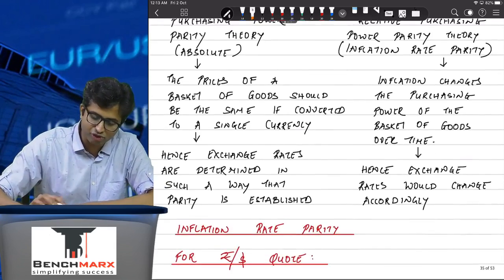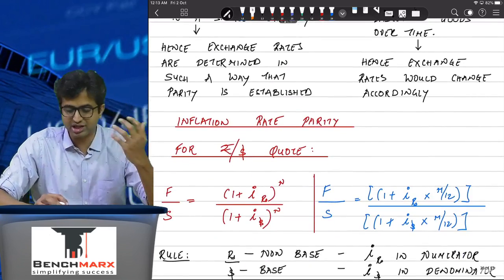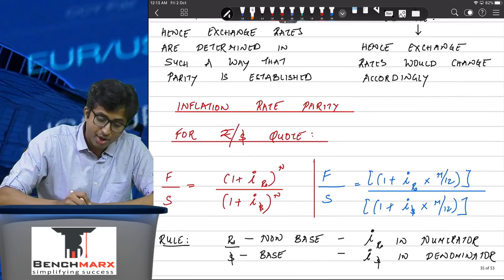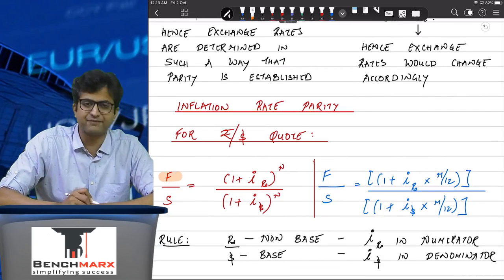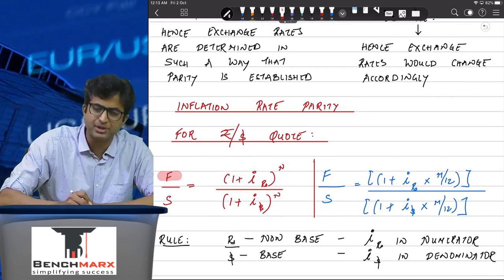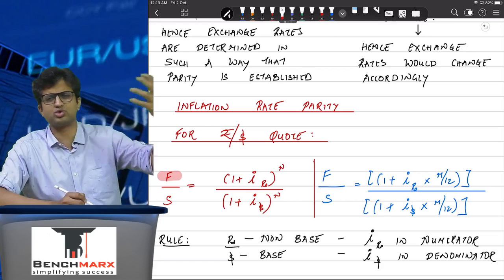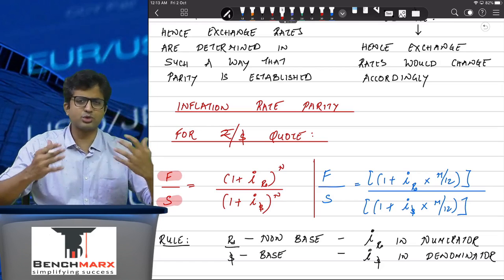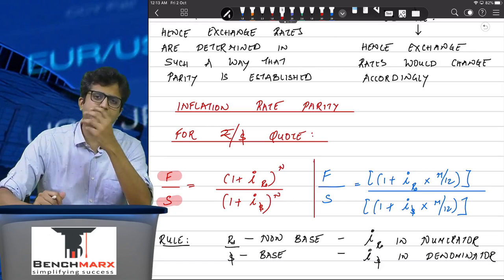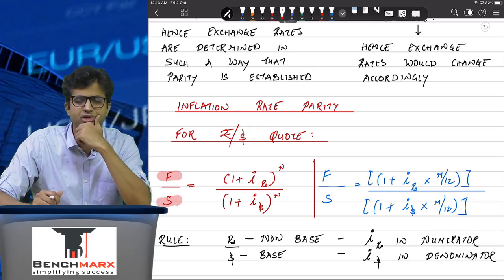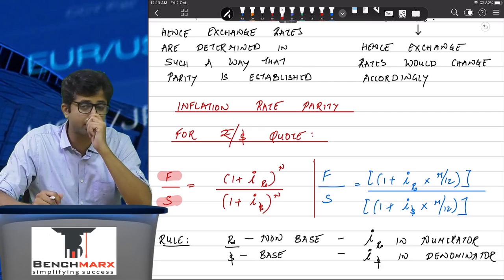So under the inflation rate parity theory, we have just gone through the formula. We try to estimate the F, that is, the rate that is expected to prevail in the future. This is a future spot rate estimated, and S is the spot rate today. Now a lot of students do get confused over here: F by S we understand, but what are we going to take on the right hand side? Which inflation rate will come in the numerator? Which of them will come in the denominator?